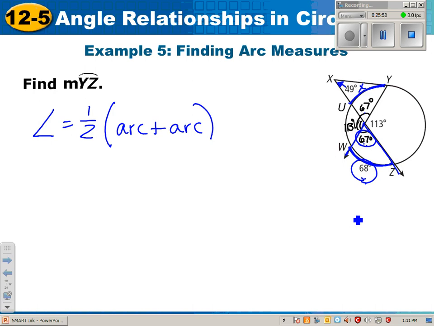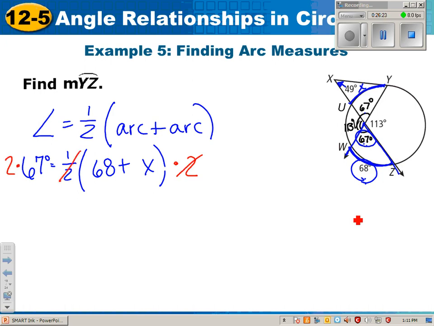So now plug in what we know. We know the angle is what? 67. And that should equal 1/2 of, what is one of the arcs? 68. Plus, what's the other arc? We don't know, I just called it x. And now we're going to show our work. So we're going to multiply both sides by 2. 2 and 1/2 cancel, and I have 134 equals 68 plus x. Subtract 68, what is x?